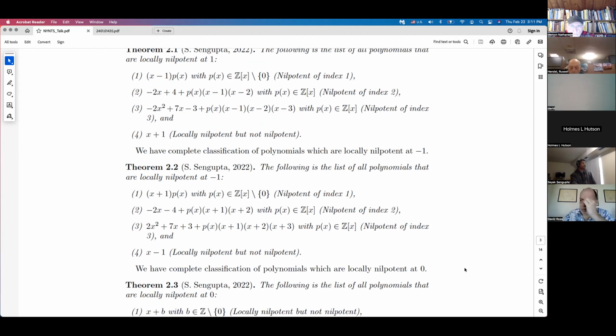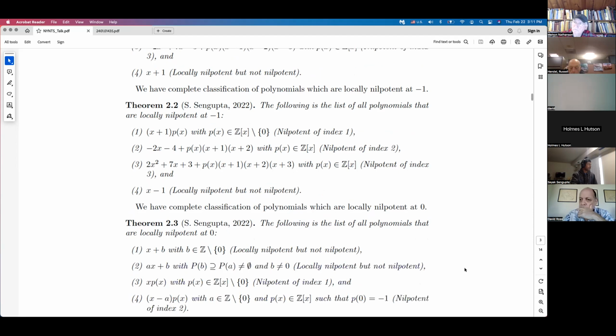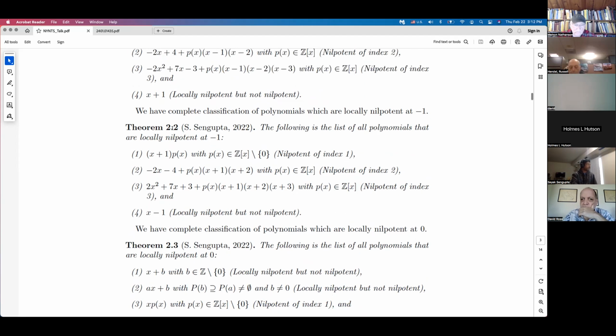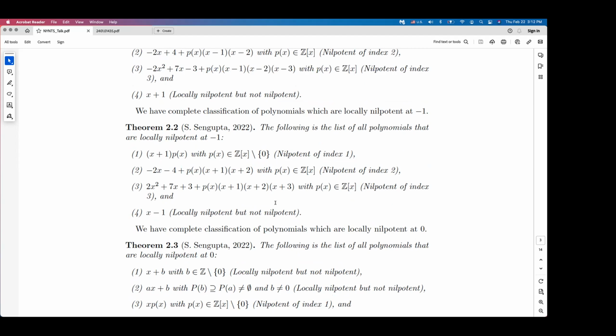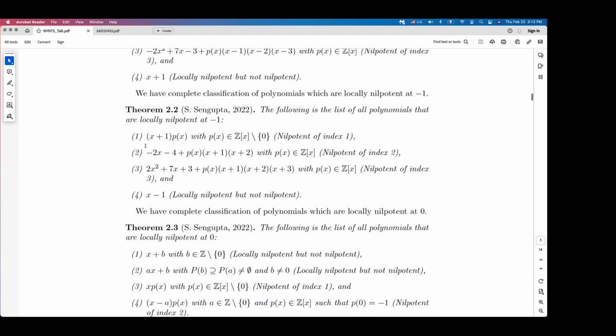We also have a complete classification of locally nilpotent polynomials at -1. So there is actually a relation between -r and r, which we will describe below. But theorem 2.2 is more like a corollary of theorem 2.1 because we can always switch between r and -r. I will show that later. And exactly the same thing happens with the switching formula that I will tell you. And in here also, the locally nilpotent, but not nilpotent, there is only one of them. And the maximum index is also going to be 3, so 2 more than the r that we started with.